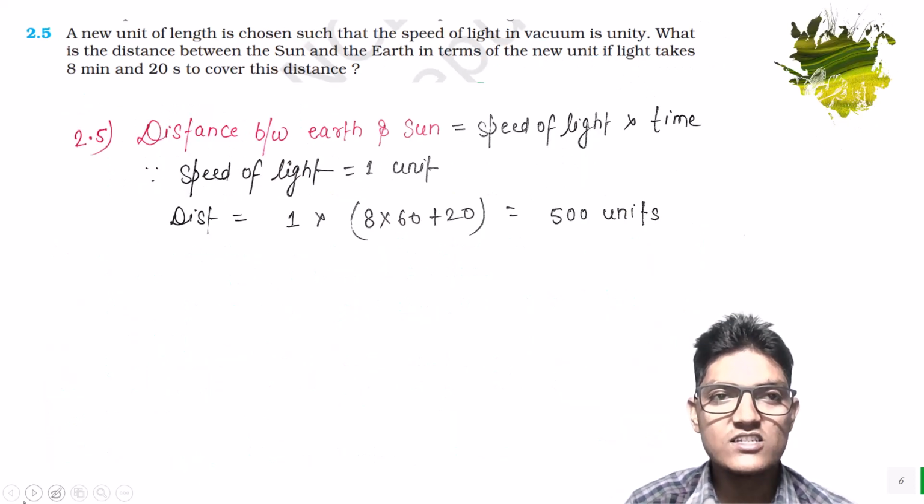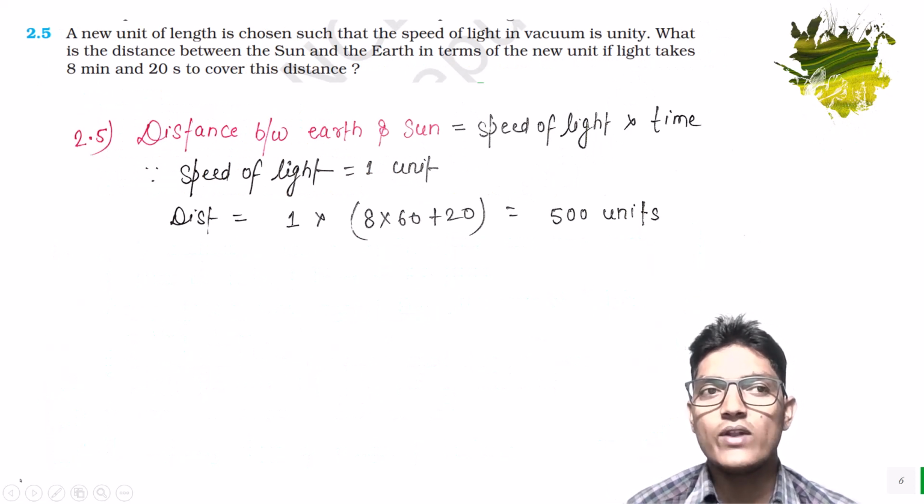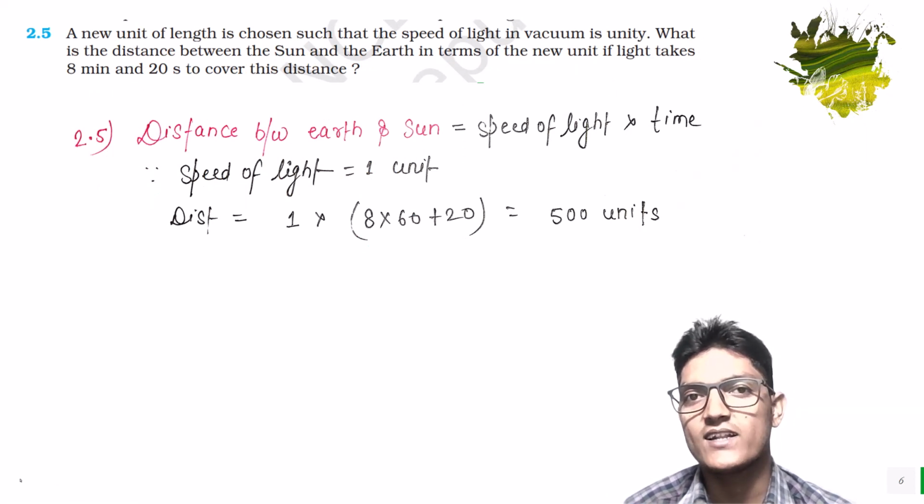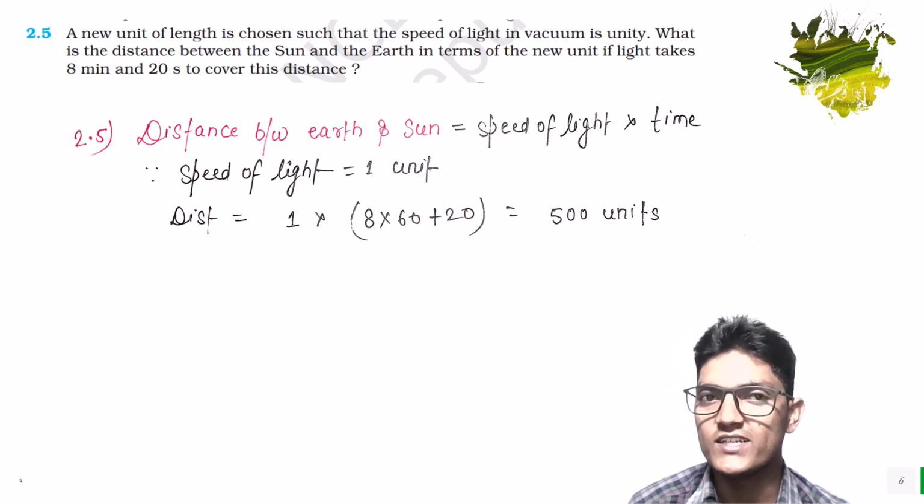Okay. Next is, a new unit of length is chosen such that the speed of light in vacuum is unity.